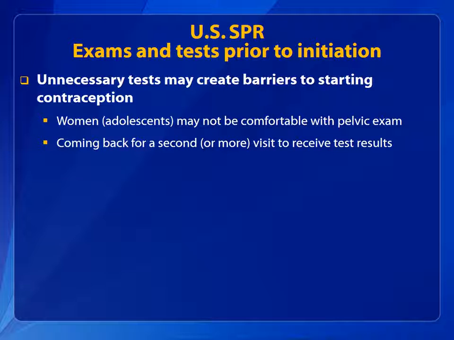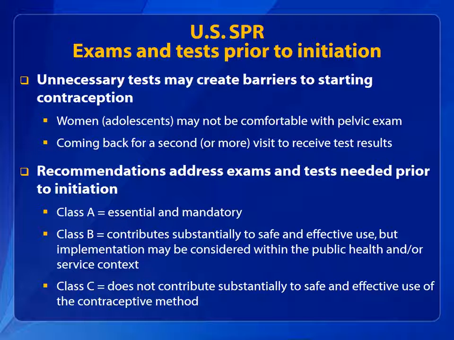The U.S. SPR provides recommendations that address exams and tests needed prior to starting a woman on a method. These recommendations are categorized into 3 classes. Class A recommendations are essential and mandatory for a given method. Class B exams and tests contribute substantially to safe and effective use, but implementation may be considered within the public health and/or service delivery context. Finally, Class C recommendations do not contribute substantially to safe and effective use of the method.